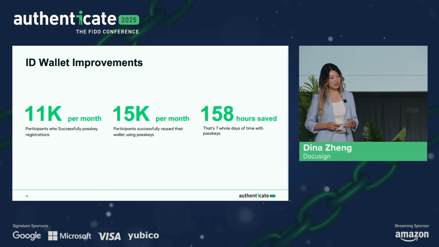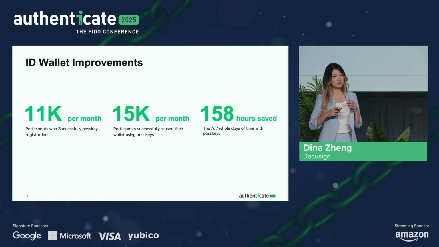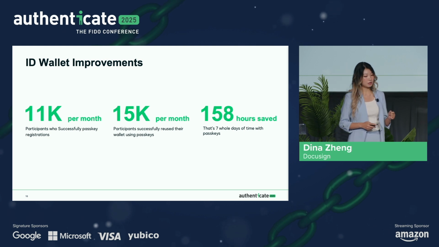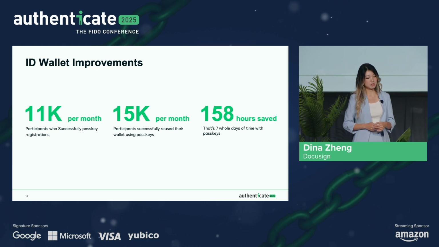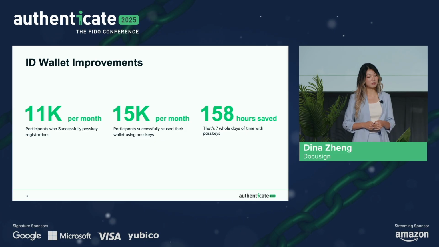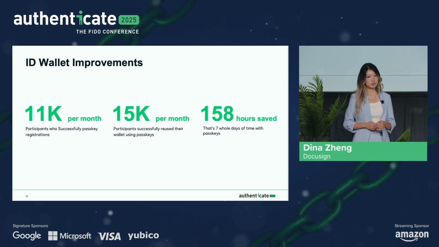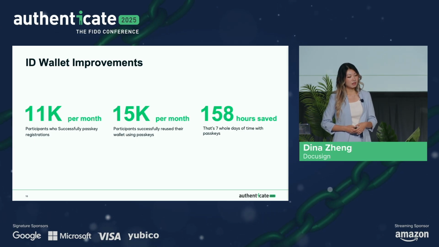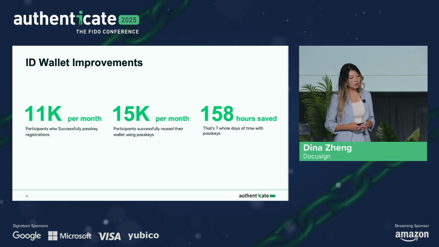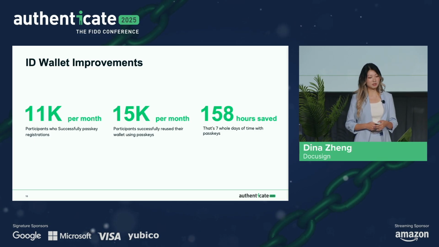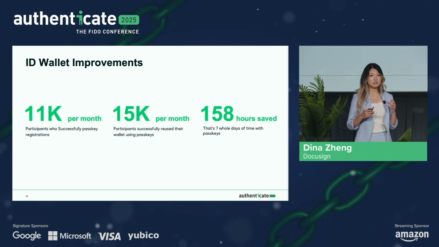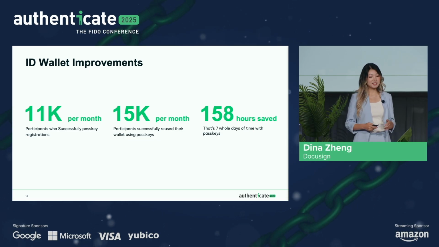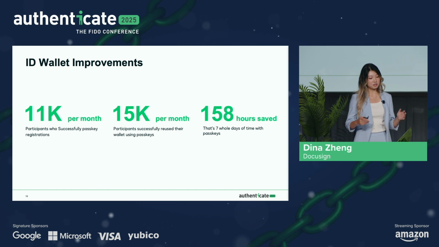And after launching passkey support for our identity wallet, we've seen tremendous adoption and measurable impact. Over the past year, we've averaged 11,000 participants per month who have actually successfully completed passkey registration. So they've been able to successfully create ID wallets with the passkey. And every month, more than 15,000 participants are using their identity wallets to sign these envelopes, and is fully secured with their passkey.